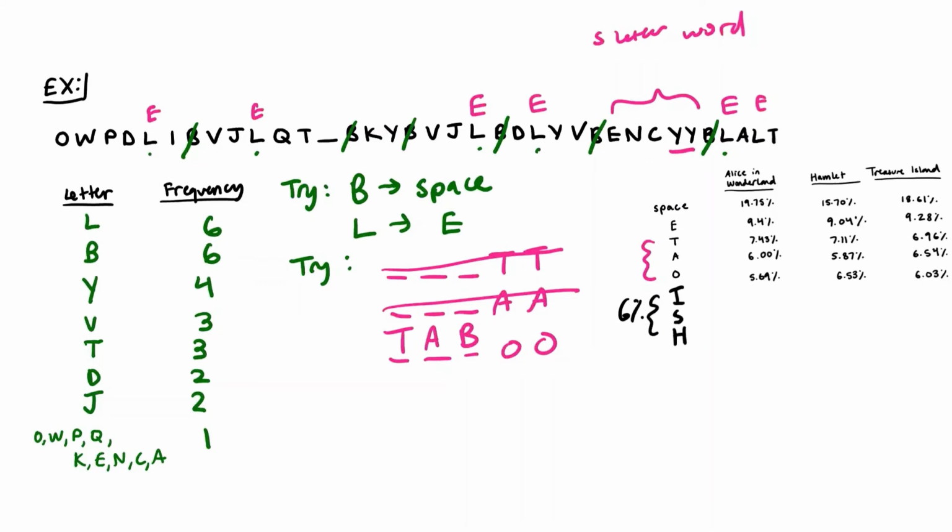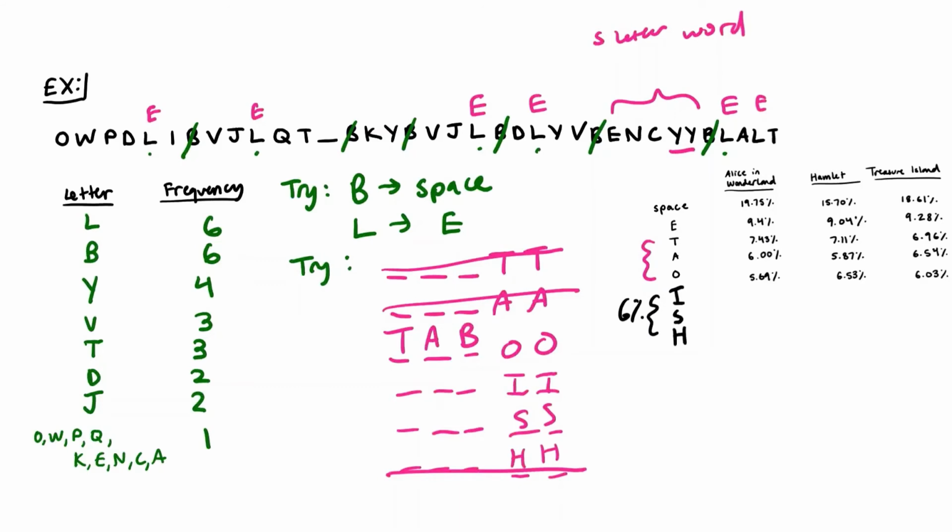Let's try I. So a five-letter word with two I's, a five-letter word with two S's, or a five-letter word with two H's. So the two H's doesn't make sense. Two I's. I can't think of anything that ends with two I's. But S, that seems definitely plausible.